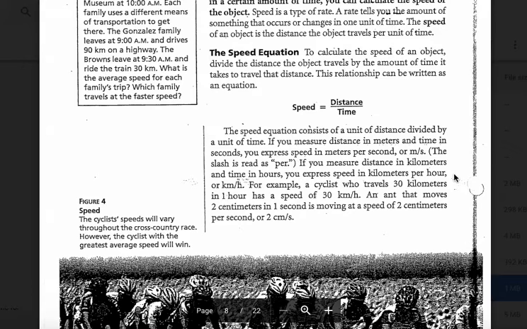If you measure distance in kilometers and time in hours, you express speed in kilometers per hour, or km/h. For example, a cyclist who travels 30 kilometers in 1 hour has a speed of 30 kilometers per hour. And an ant that moves 2 centimeters in 1 second is moving at a speed of 2 centimeters per second.